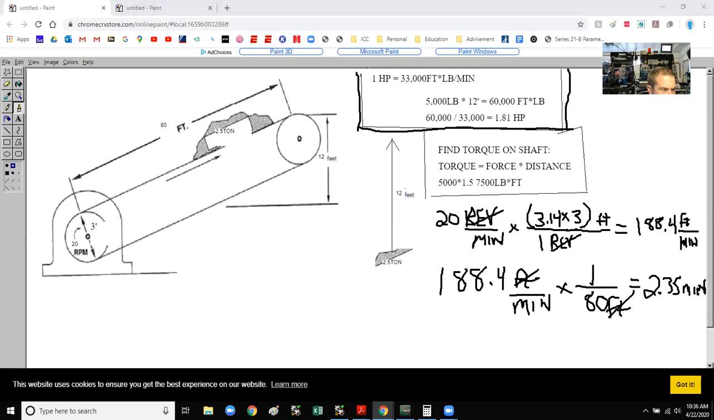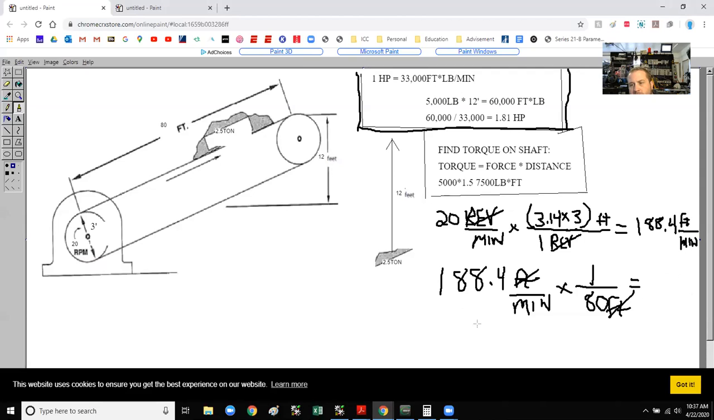That's very true. Hey, Zach, didn't we say it was going to take less than a minute? Yeah, I'm sorry, I screwed that up. It'd be the other way around. It'd be 80 divided by 188. Because minutes have to end up on top. No, feet's still on top. So we're traveling 80 feet.